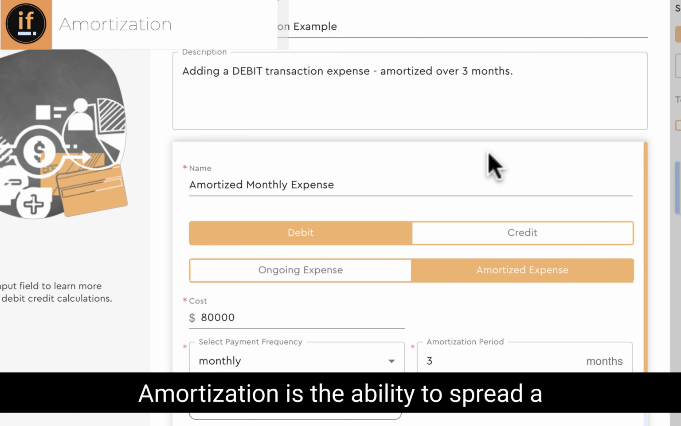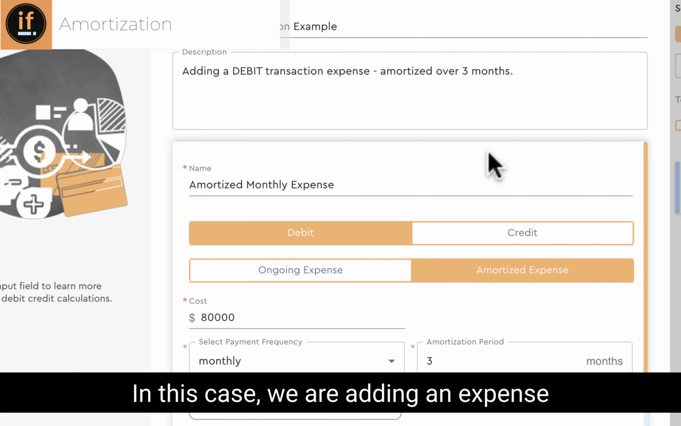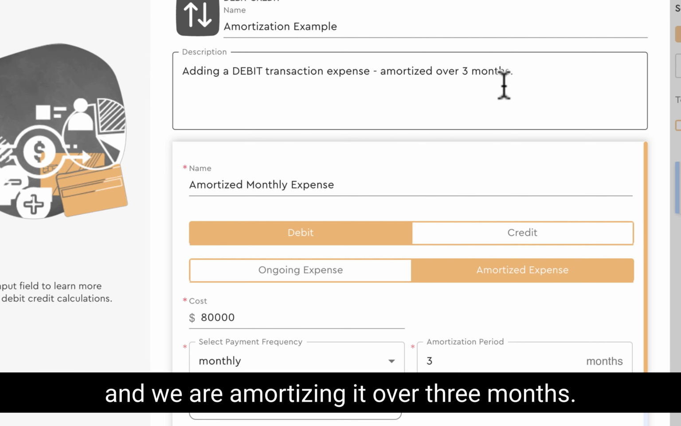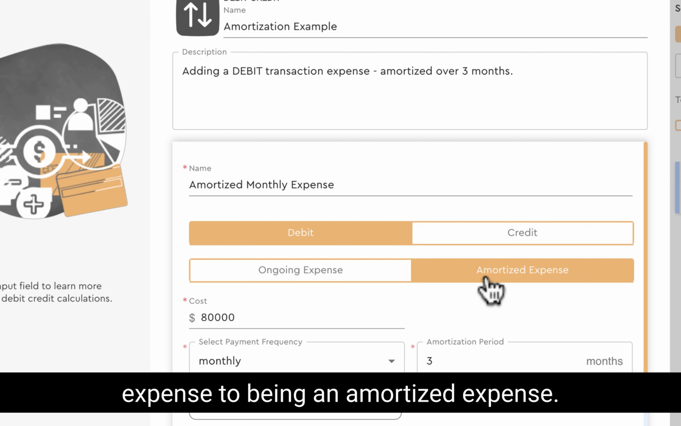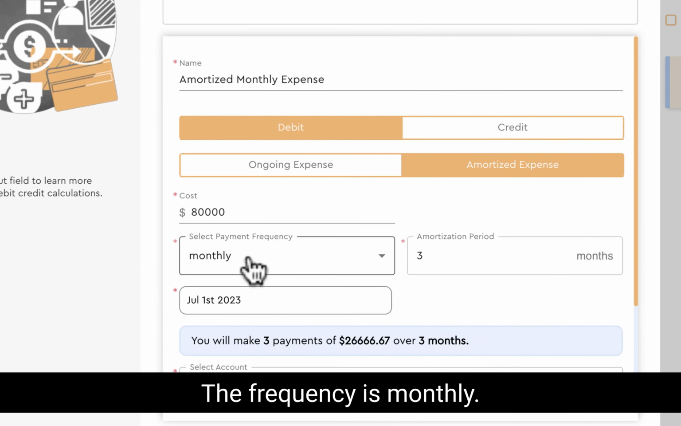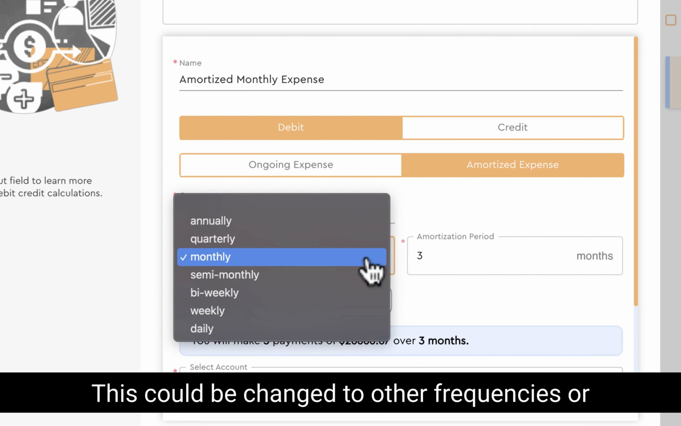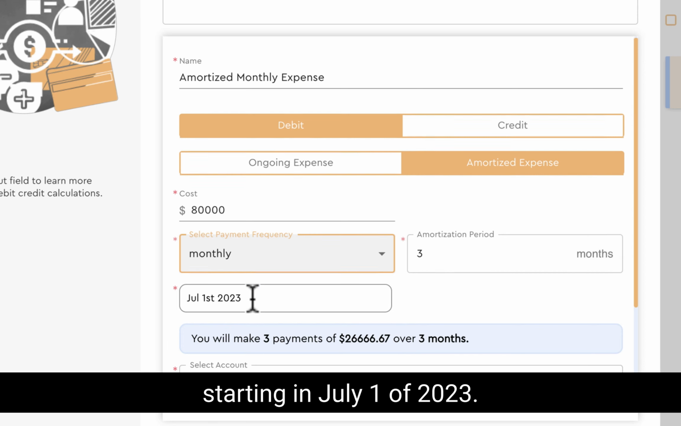In our last example, we're going to look at amortization. Amortization is the ability to spread a transaction over a period of time. In this case, we are adding an expense and we are amortizing it over 3 months. Here we set the state from ongoing expense to being an amortized expense. The value of this is $80,000. The frequency is monthly. This could be changed to other frequencies or cadences over a period of 3 months here, starting in July 1st of 2023.